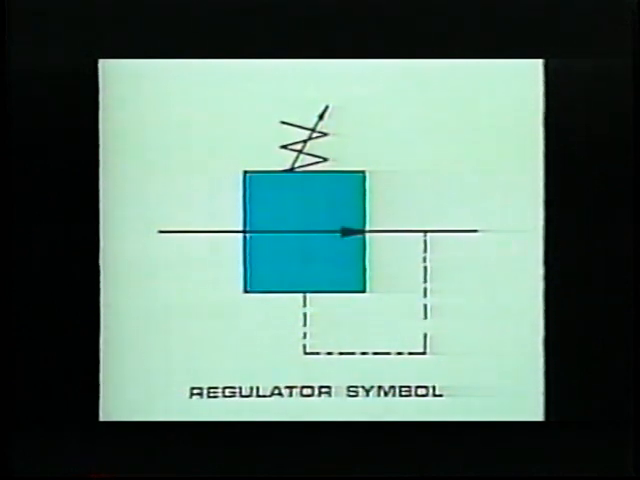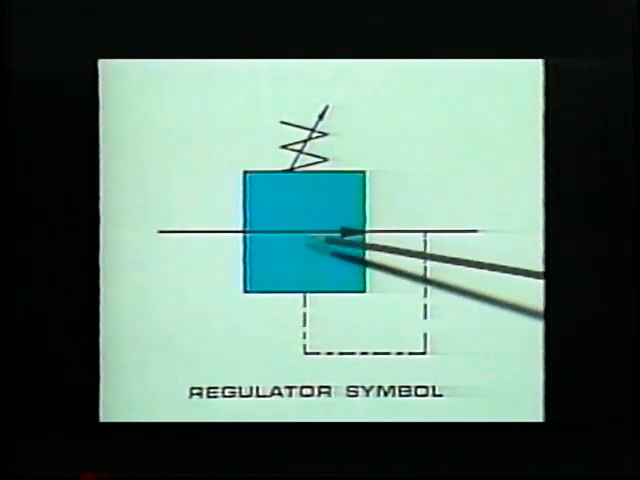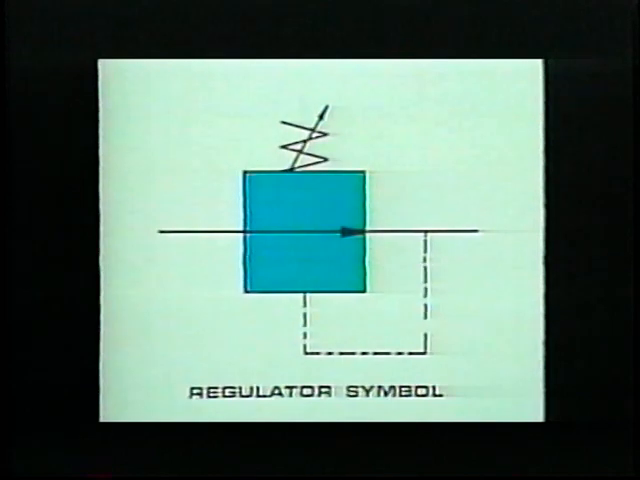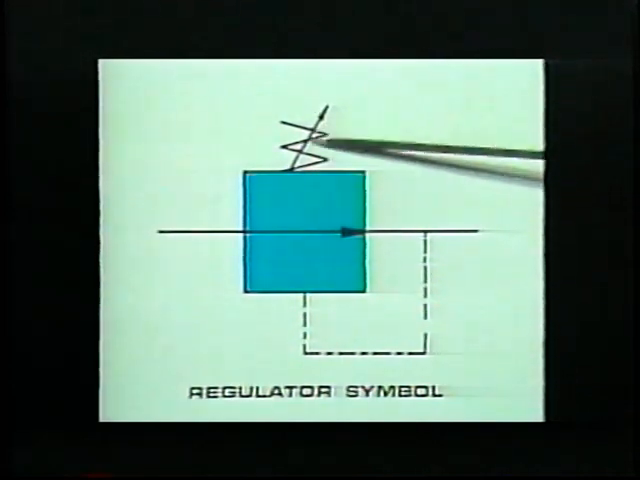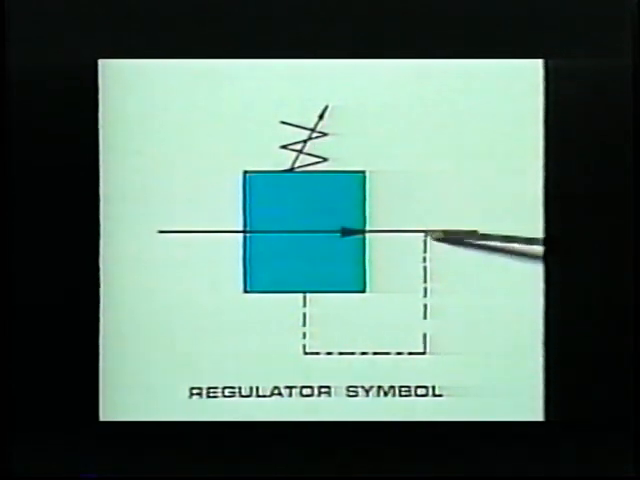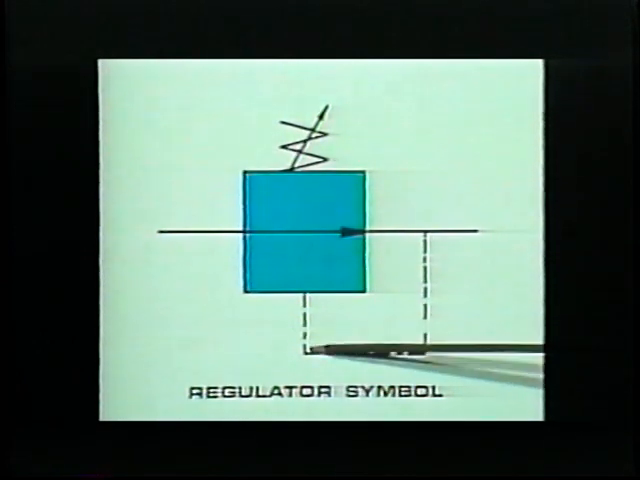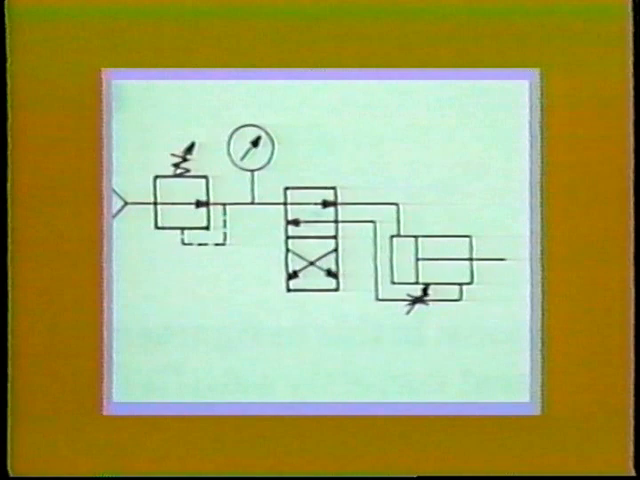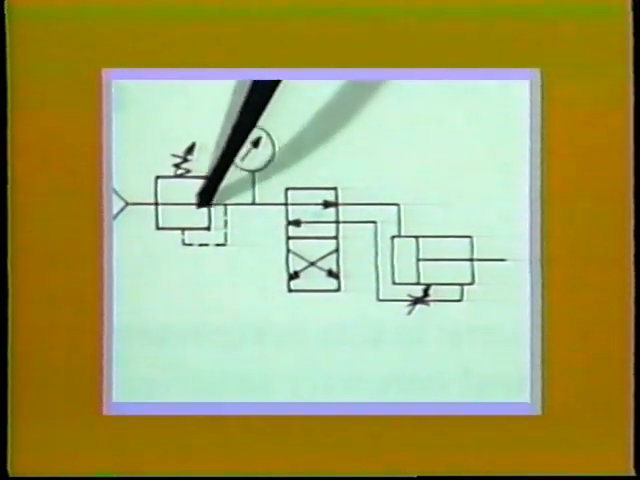Here is the symbol used to represent the pressure regulator we have just discussed. The arrow indicates the direction of air flow through the valve. Here is the adjustable spring. And this dotted line leading from the output back to the valve tells us that the valve is operated by secondary pressure.